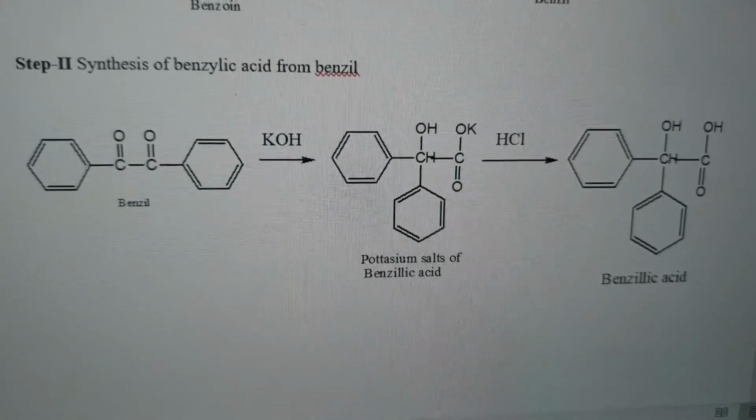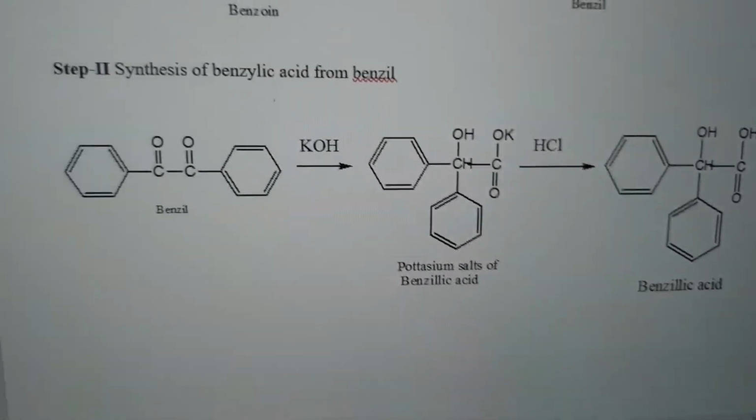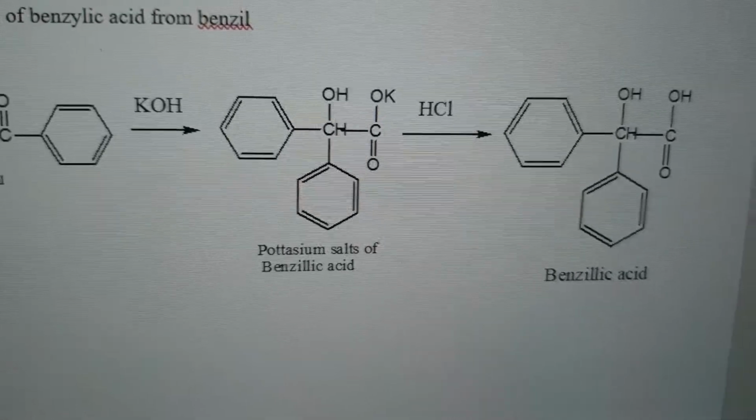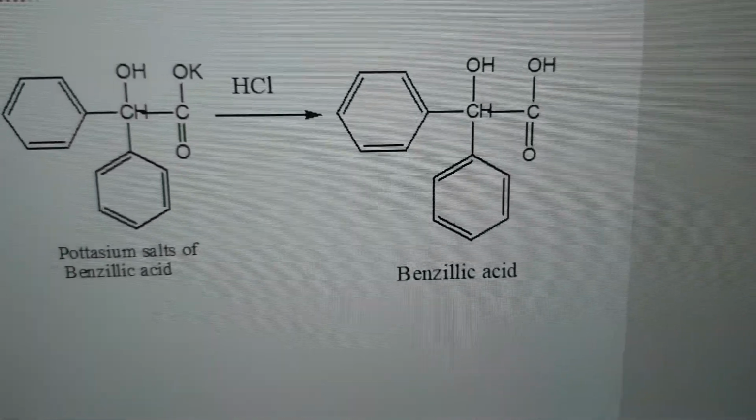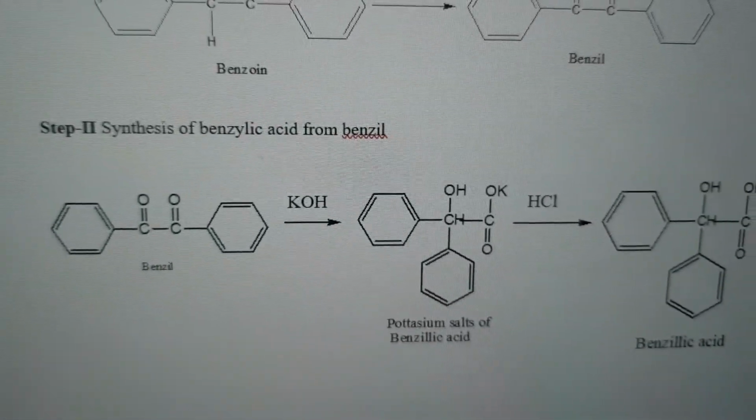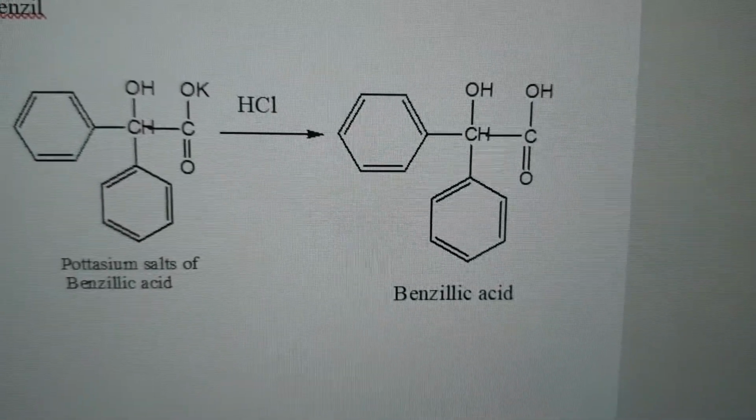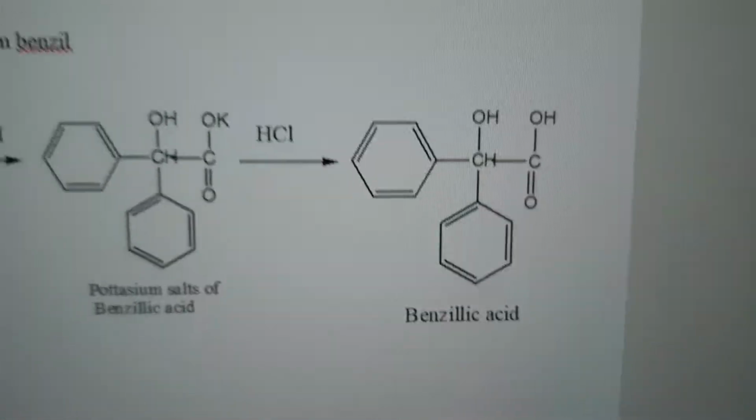Here we can use potassium hydroxide or sodium hydroxide to convert this benzil into salt form. Then we get one more hydroxyl group, that is the rearrangement reaction. By rearranging all this we get one more hydroxyl group on this, so we are going to get the benzilic acid.